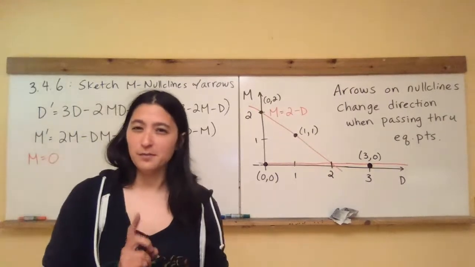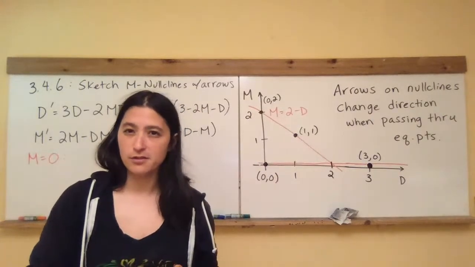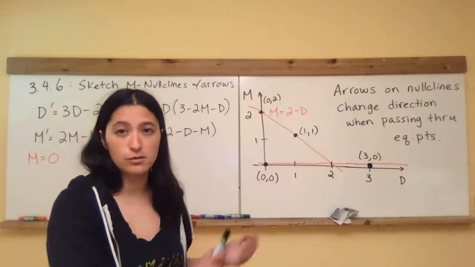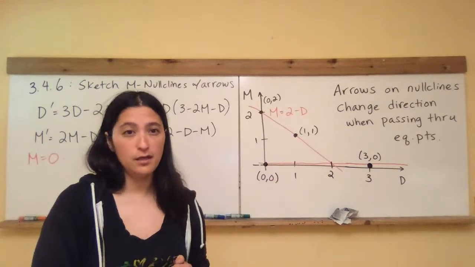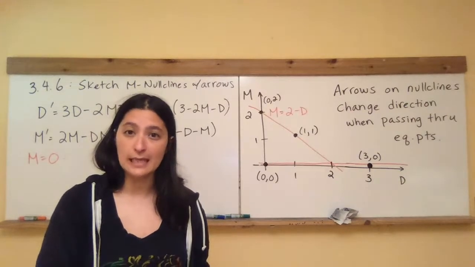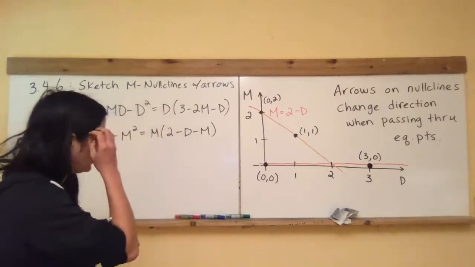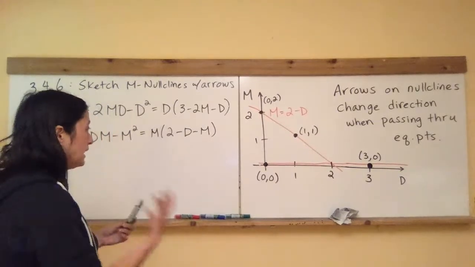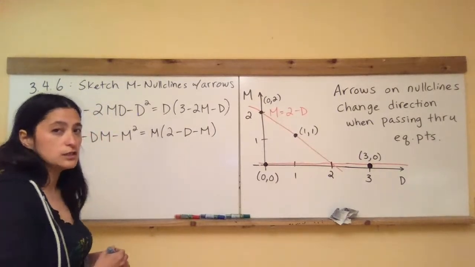Either way you slice it, the important thing to know is that the arrows in the nullclines are going to change directions when the nullcline passes through an equilibrium point. Okay? So that way we know how many different regions we need to test. We'll see that as we go through the analysis too. We'll see that statement kind of emerge from the analysis.